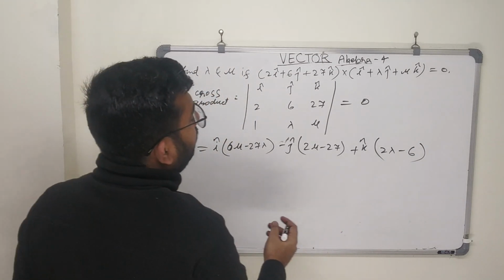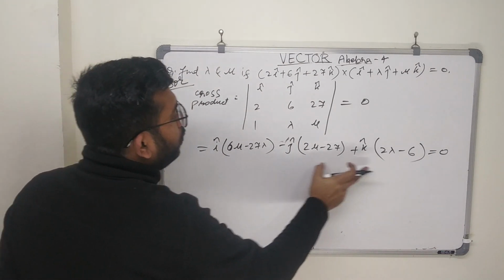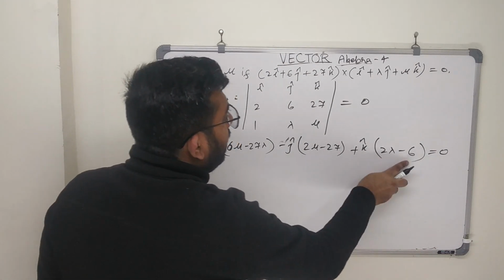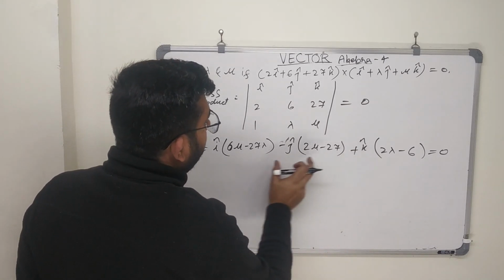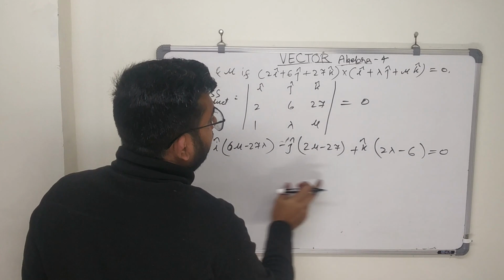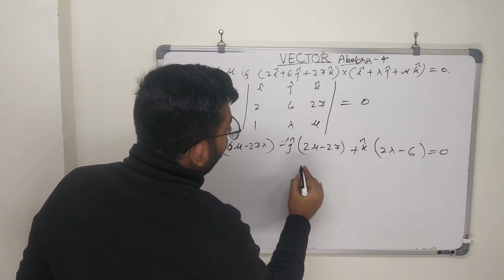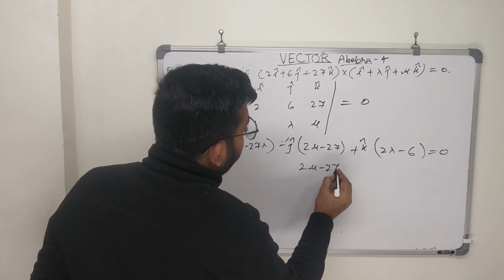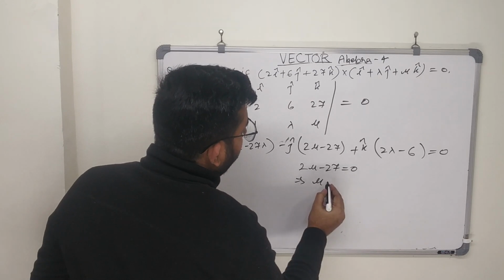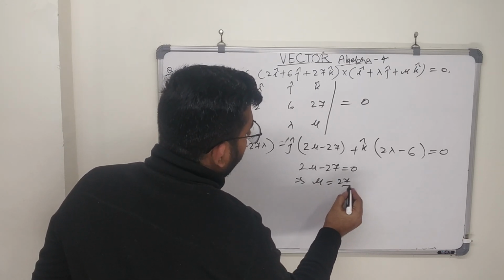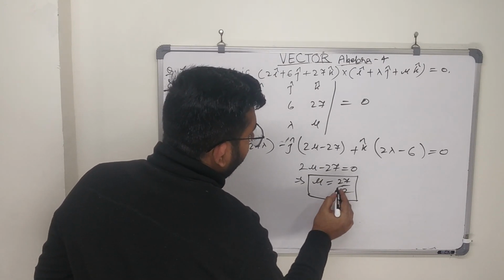So if a vector is equal to 0, then all the three components of that vector are required to be 0. So on equating all the scalar components of this vector to 0, first equating 2 mu minus 27 to 0, this will be equal to mu equals 27 upon 2. So now we have obtained the value of mu.